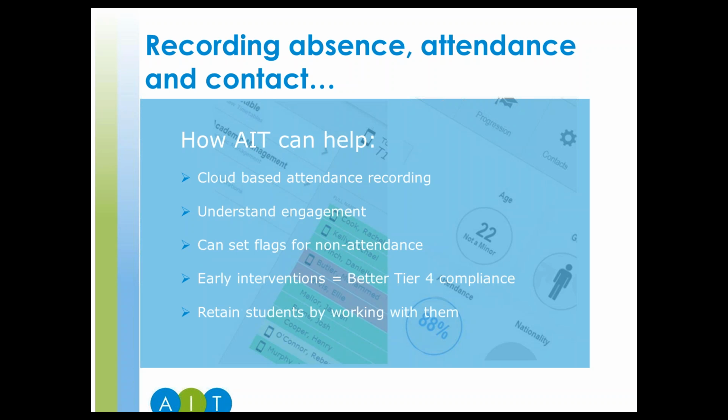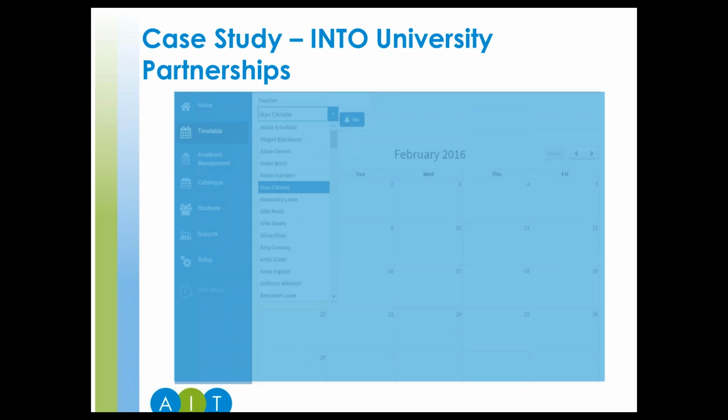And the students' progression can also be easily seen, which can help you understand their engagement levels and so their likelihood of completing their studies. So I'd actually like to share with you a case study. It's into university partnership, where actually the driving force behind the solution being developed.